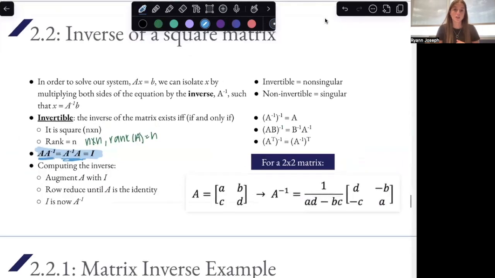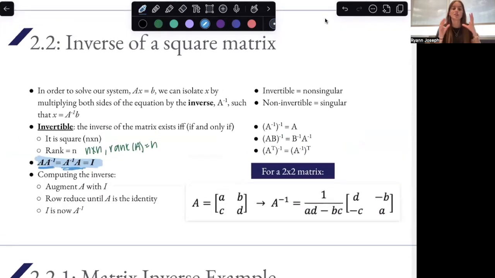To compute the inverse of a matrix, we're going to take the matrix and augment it, recall that, with the entire identity matrix. Previously we've only augmented with vectors, but in this case we're going to augment with an entire matrix, and then row reduce until the left-hand side is the identity. So we row reduce until we get the reduced echelon form of A to be the identity matrix. Then whatever we did to the identity matrix originally is now going to be the inverse.